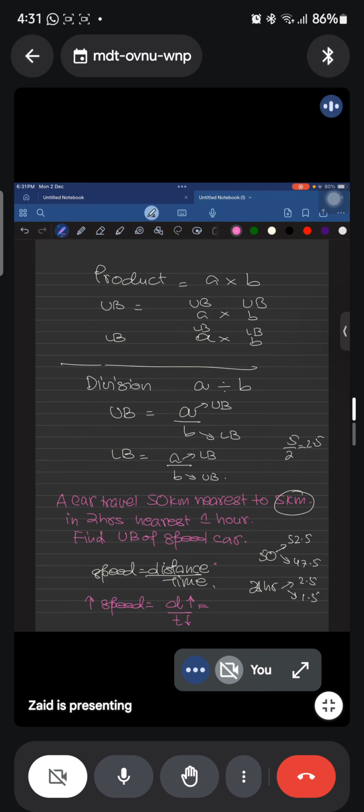So upper bound of distance is going to be 52.5 divided by the lower bound, which is 1.5. Let me know what we are getting. 35 kilometers per hour. Okay. Now let's solve some questions from the past papers. Be with me.